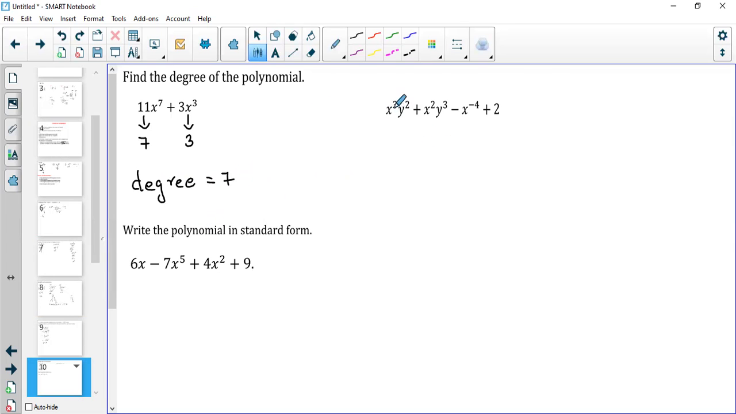Right, for the next one, now this is a term. There are how many terms here? 1, 2, 3, and a 4. Right, so here the degree for this is going to be 5 because there are 2 exponents. Here the degree is also going to be 5, and here the degree is going to be -4, right? And then here there is no degree because there is no exponent here.